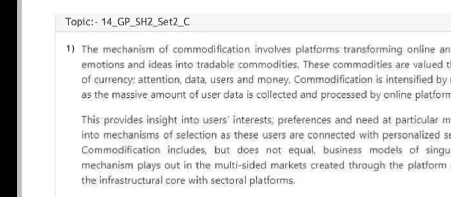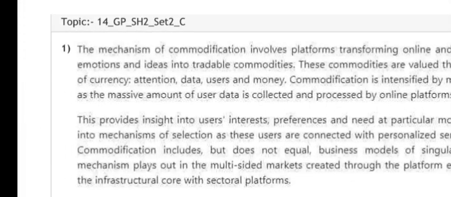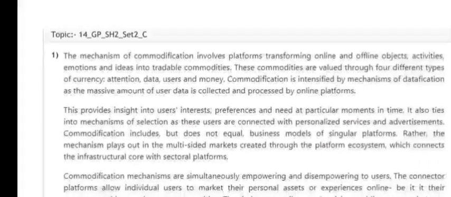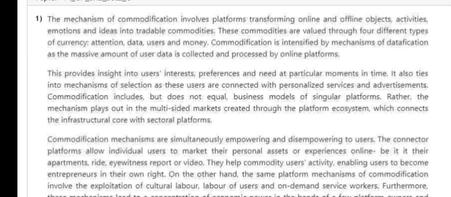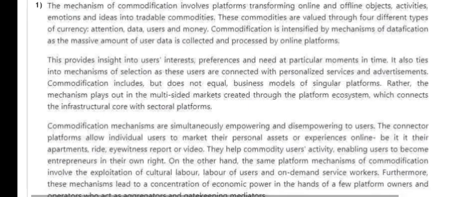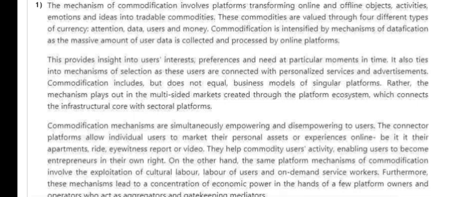Next, from 46 to 50, we have to first read a passage and then answer the questions on the basis of the reading passage. So let me read it. The mechanism of commodification involves platforms transforming online and offline objects, activities, emotions, and ideas into tradable commodities. These commodities are valued through 4 different types of currency: attention, data, users, and money.